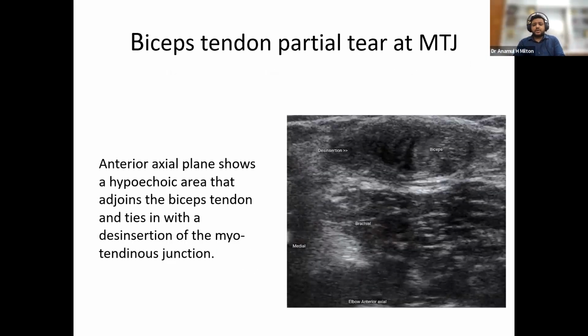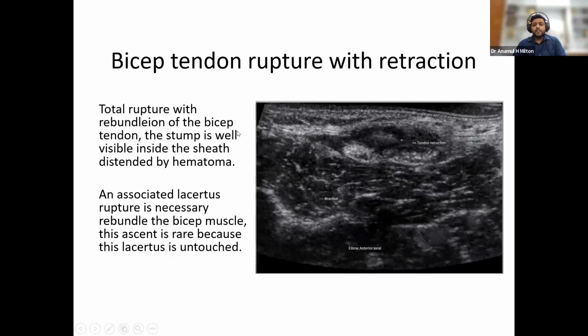Okay, so in the cut section we can see the biceps tendon. This part is normal, but this part looks like a hypoechoic area and is swollen. So this is the abnormal part. Now there is a rupture, and we can see the retracted part in this image.